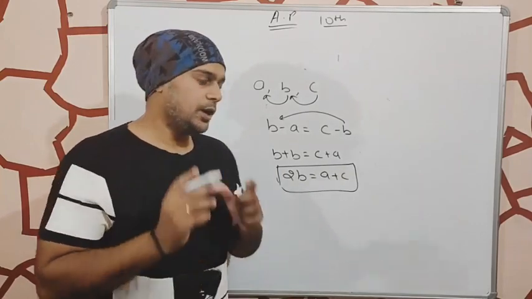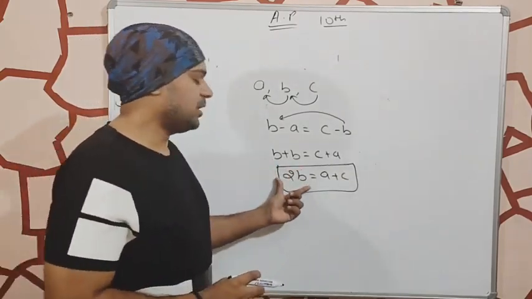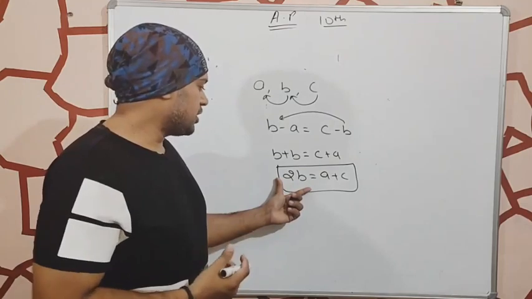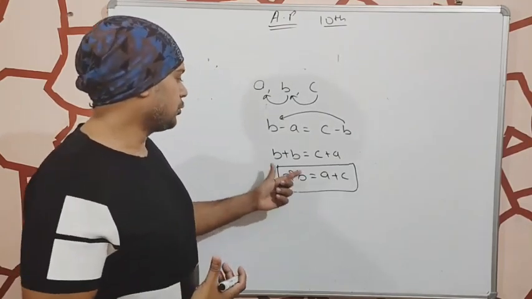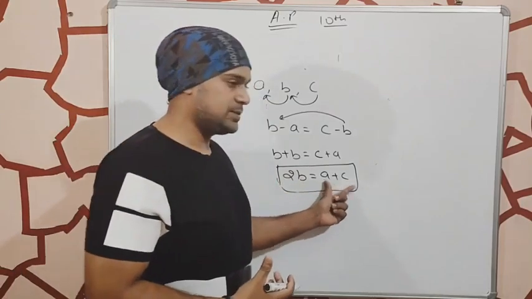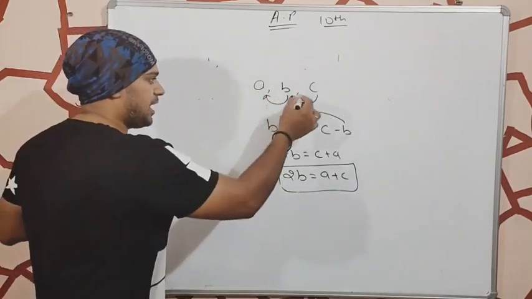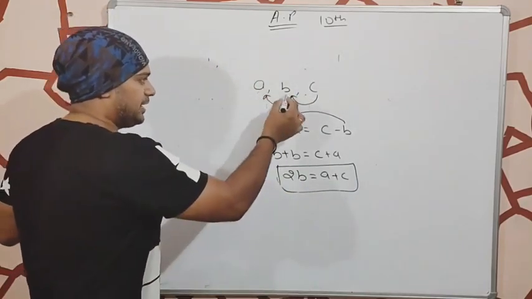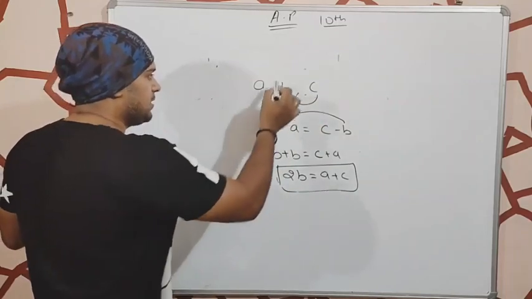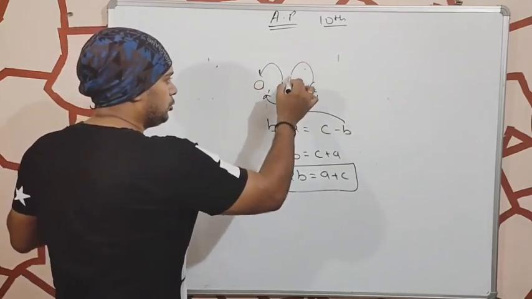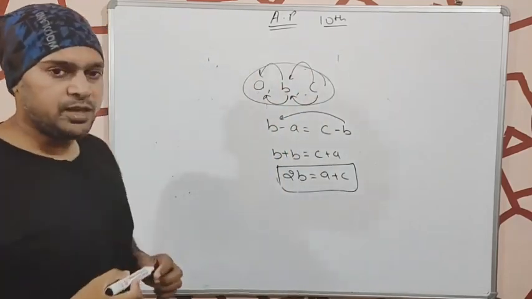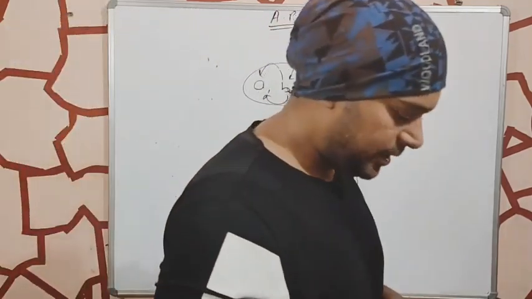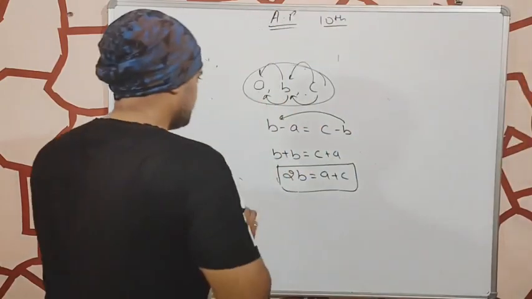So this is the condition for any sequence to be an arithmetic progression. Are you getting my words? The condition required for a sequence to be an arithmetic progression is 2B equal to A plus C, if the terms are A, B and C, or you can simply say B minus A should be equal to C minus B. So this is the condition required for a progression to be an arithmetic progression. Is it clear?